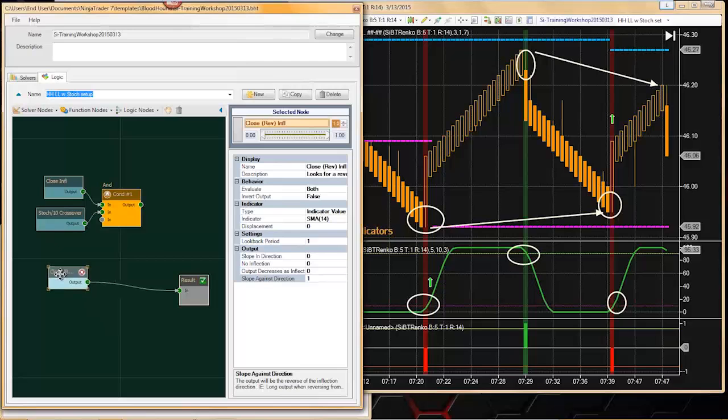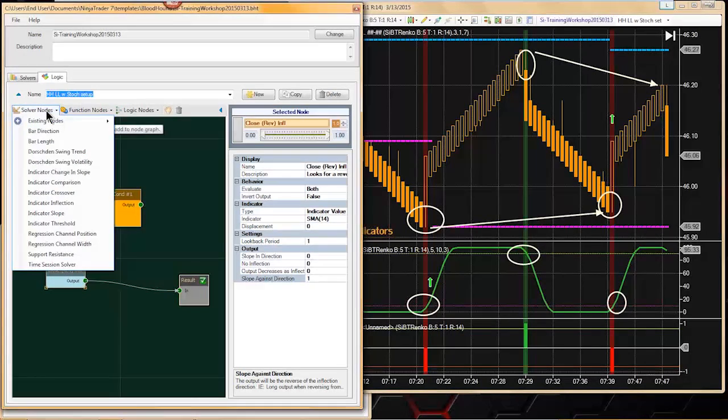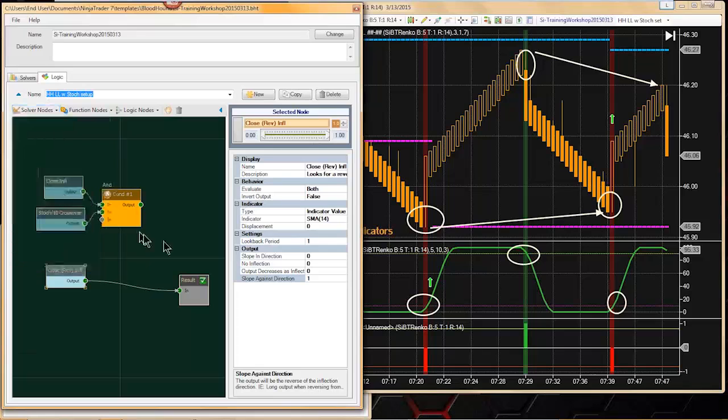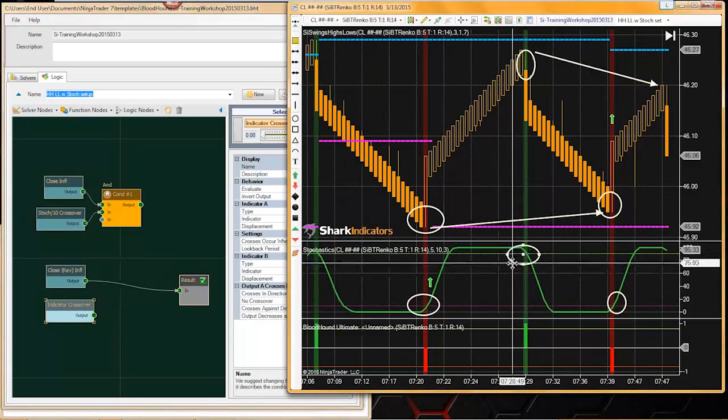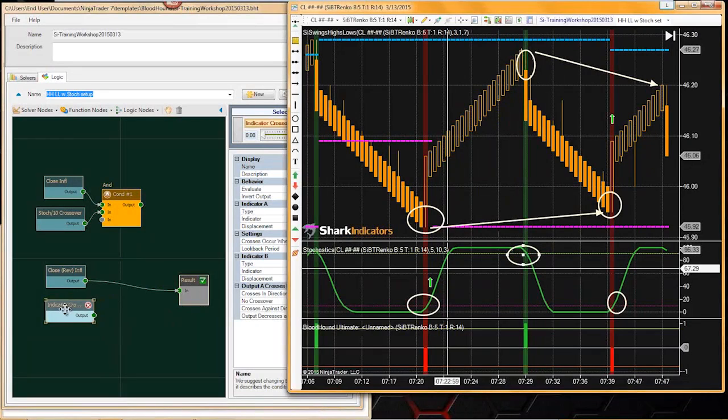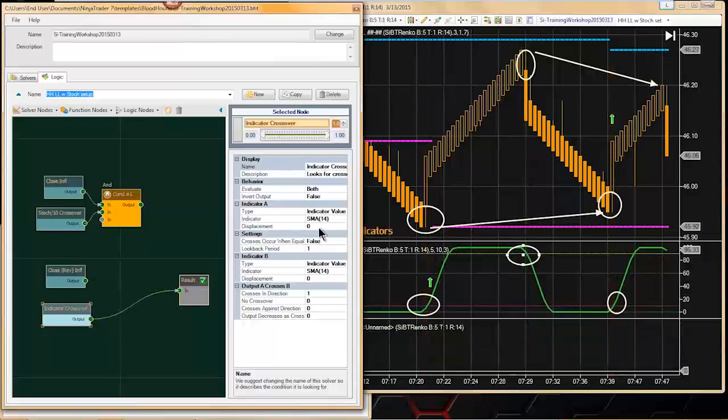I could build a solver like that, and that's probably a little easier to understand. But I'll show you both ways of doing this, so that you have both options, and also this adds a little more learning. So the next component is a crossover. We're looking for the stochastics to cross the 90 threshold. So let's build that.